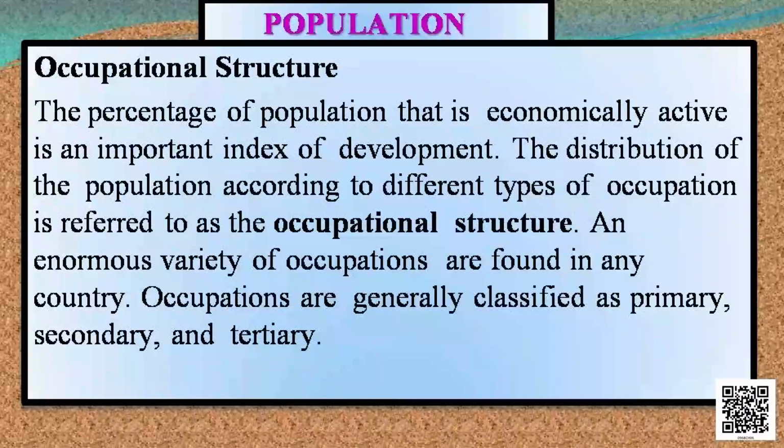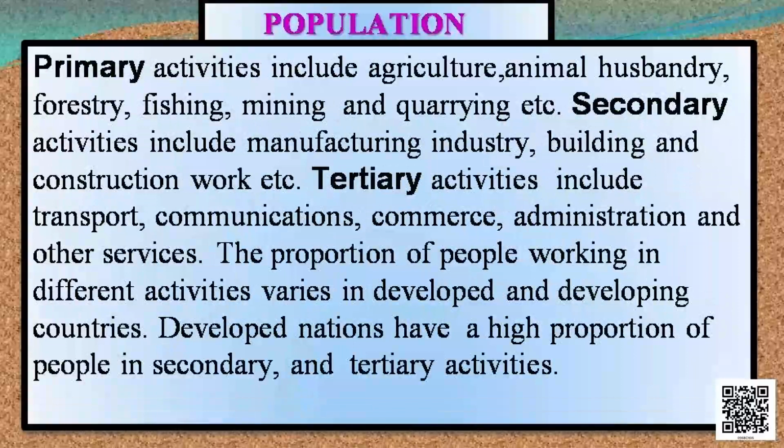The occupational structure in a country is of three types. They are primary occupations, secondary occupations and tertiary occupations. The primary type relates to agriculture, animal husbandry, forestry, mining, quarrying, fishing, etc. The secondary occupation relates to manufacturing industry, building, construction work, etc. Last but not the least, tertiary occupation, which is also called the service sector, includes transport, communications, commerce, administration and many other services.